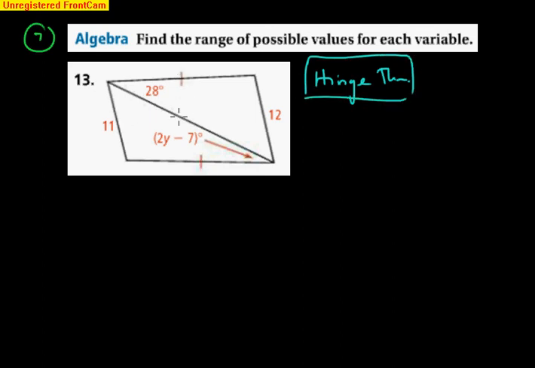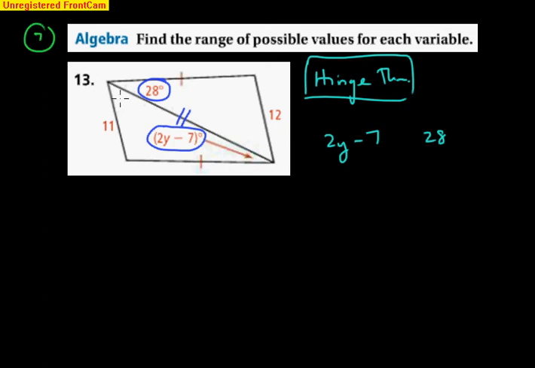If I look at this picture, I have one pair of congruent sides, and then these sides are also congruent. So we look at the angles we're focused on, this angle and this angle, the two angles in between. So the question is, what is the inequality between them? How do I compare 2y minus 7 to 28?